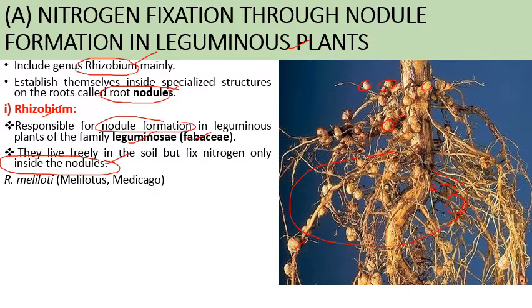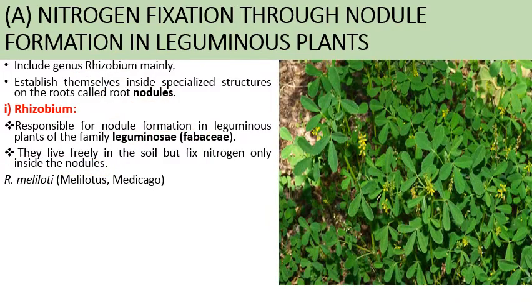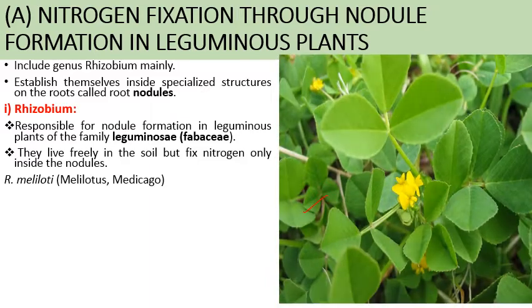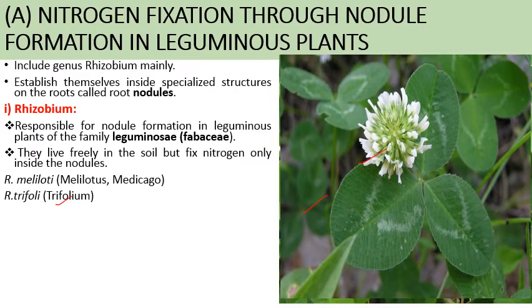For example, we have a species that is Rhizobium meliloti. It forms association with the plants like we have Melilotus. This is the photograph which shows Melilotus and Medicago, and this photograph shows Medicago. Then we have another species, that is Rhizobium trifolii, और ये association show करता है Trifolium के साथ. This is the photograph of Trifolium.